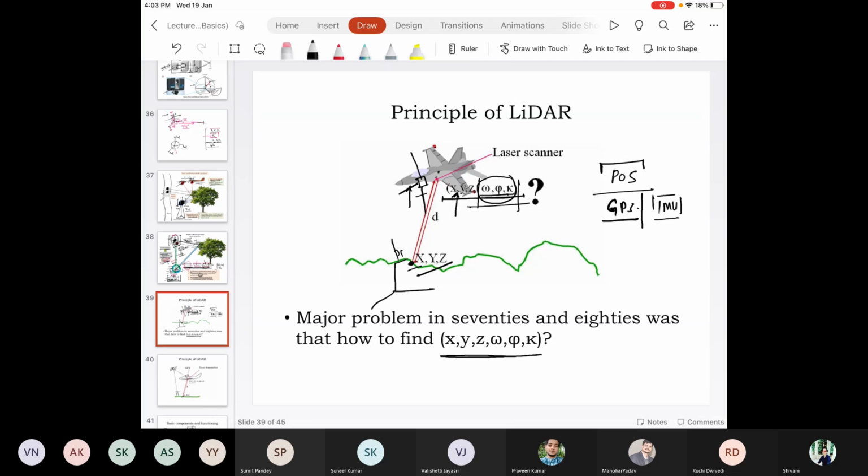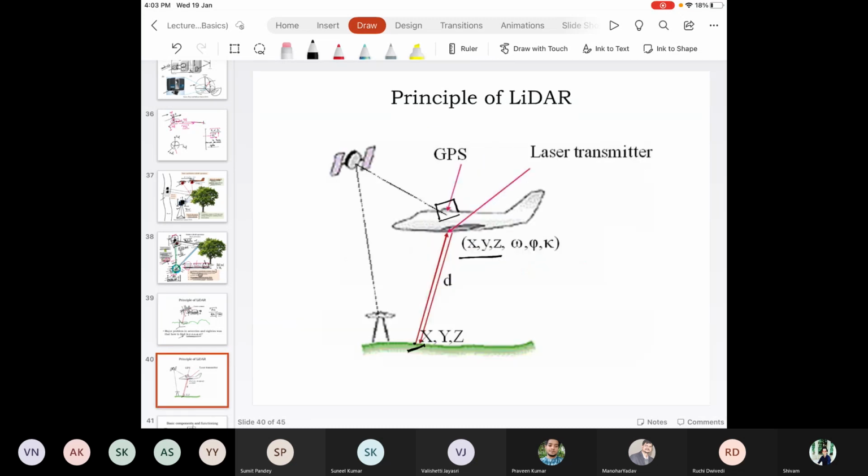So it means if there is no availability of GPS and IMU, this can't be done. This was the problem in the 70s and 80s, due to unavailability of the required sensors. The LiDAR principle, the laser scanner through a mobile platform, was not realized, so there was a difficulty to implement it at that time. As you see in the figure, GPS is one of the sensor units integrated on board the aircraft, in addition to the laser scanner unit and IMU.